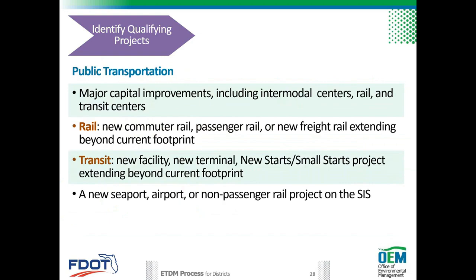Qualifying public transportation projects include major capital improvements, including intermodal centers, rail and transit centers, rail, new commuter rail, passenger rail, or new freight rail extending beyond current footprints, transit, new facility, new terminal, new start, small start project extending beyond current footprint, a new seaport, airport, or non-passenger rail project on the SIS.